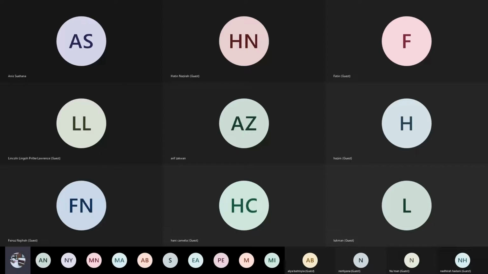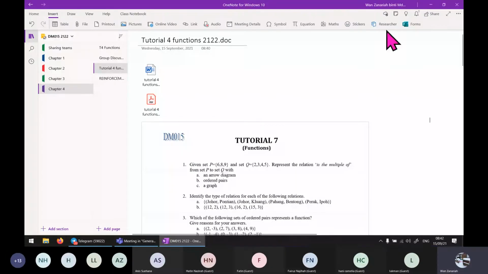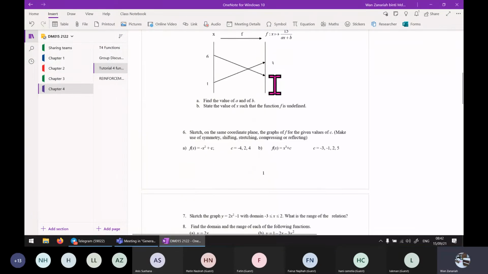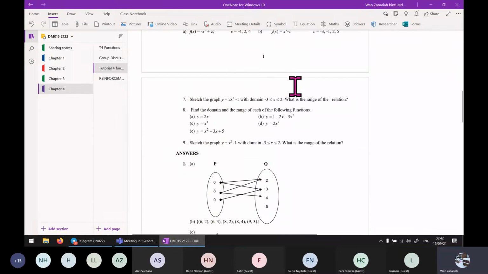Assalamualaikum. Okay. Today we are going to do some revision because we have completed all the syllabus for chapter 4. Okay, ini tutorial chapter 4 sepatutnya. So just now one of you asked for question 7.